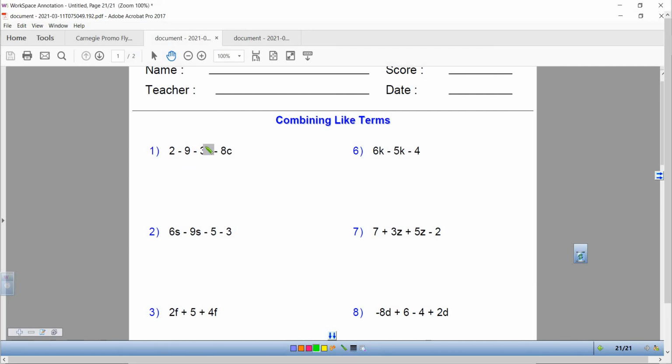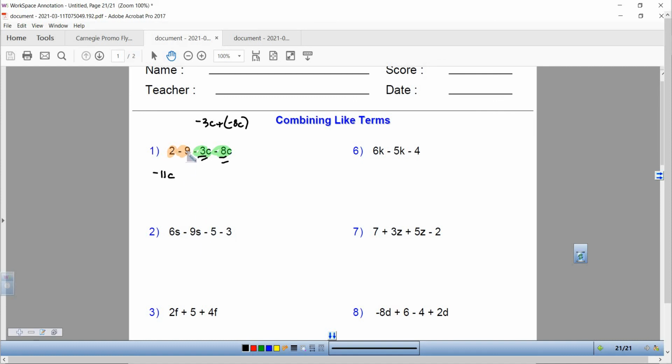So what do we have here? I'm going to start with my variable terms. I have a minus 3c and a minus 8c, and then I have a 2 and a minus 9. Again, I usually start with the variable terms. So really what I have here is negative 3c plus negative 8c. Well, negative 3 plus negative 8, when I put those together, gives me negative 11c.